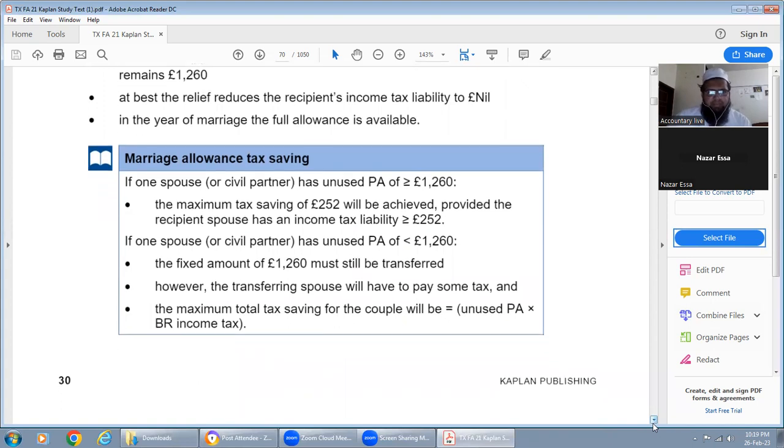Marriage allowance tax saving. If one spouse or civil partner has unused personal allowance greater than or equal to 1260, the maximum tax saving of 252 will be achieved, provided the recipient spouse has an income tax liability greater than or equal to 252. This way you can achieve the maximum.